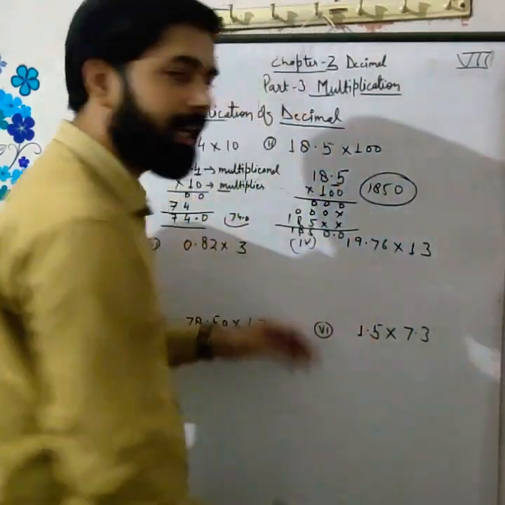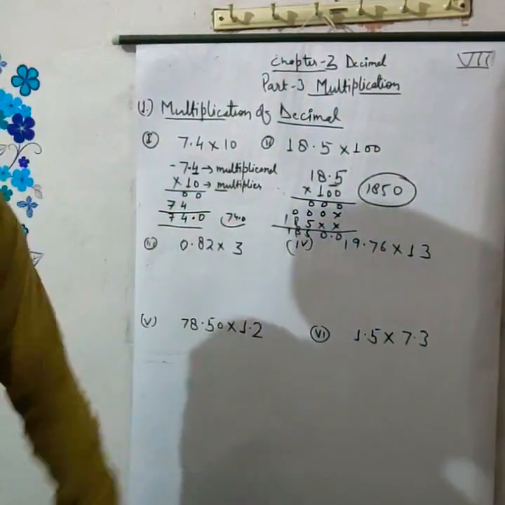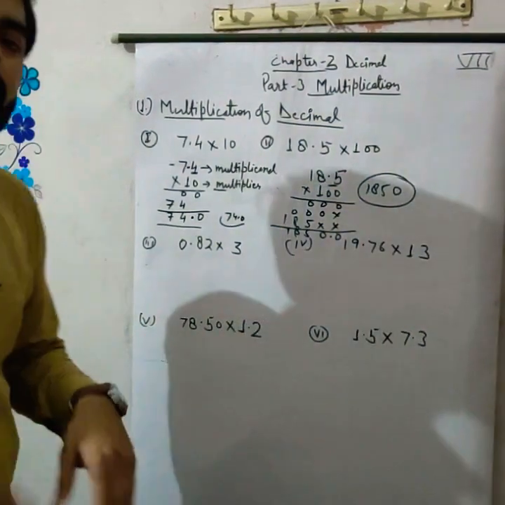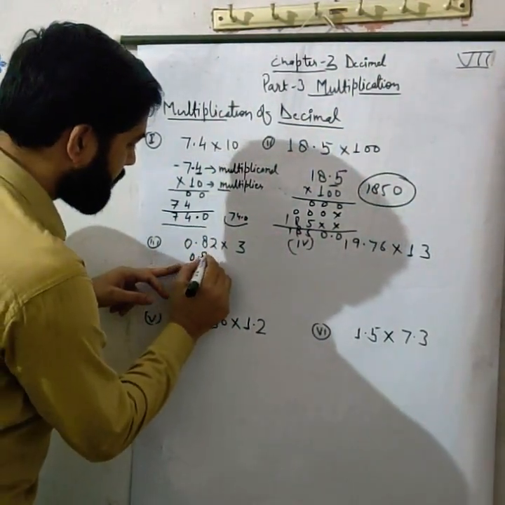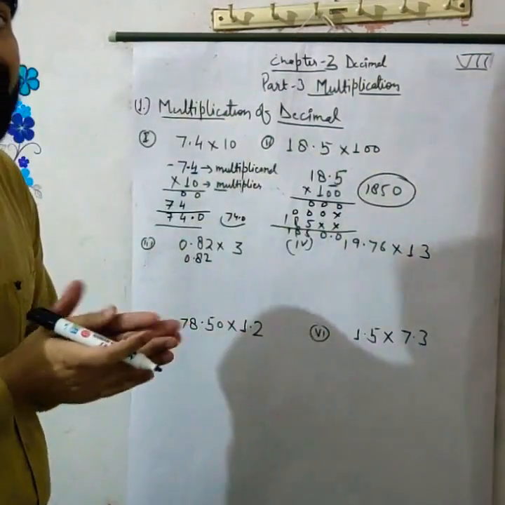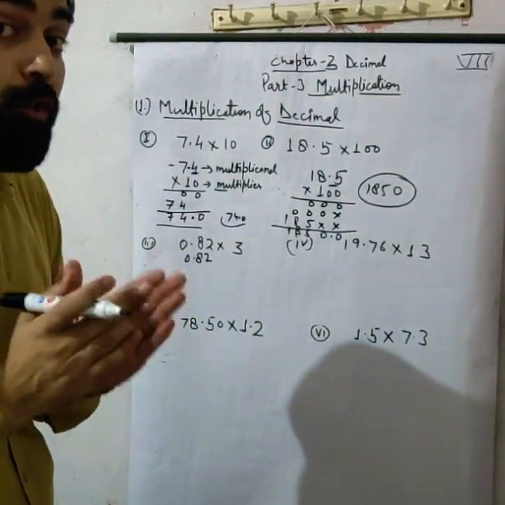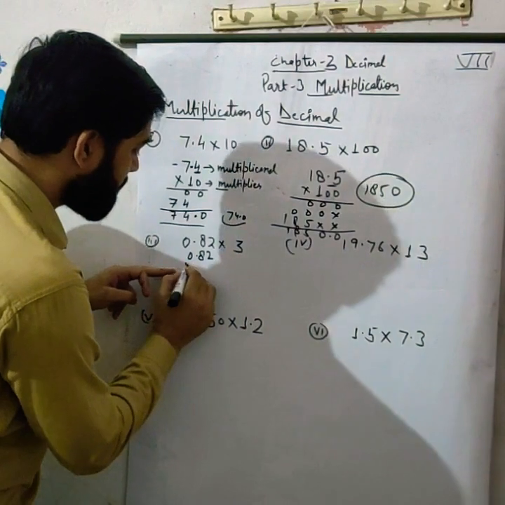This is the answer. Now second, when we multiply a decimal with a whole or rational number, what is here? 0.82. How do we read it? Zero point eight two. Then multiply by 3.